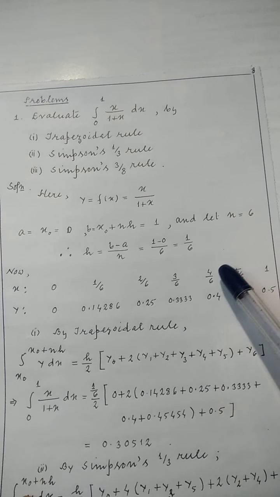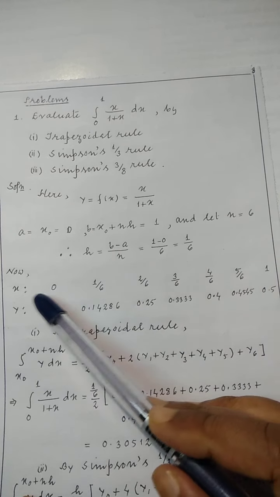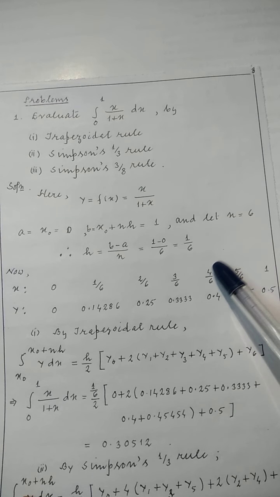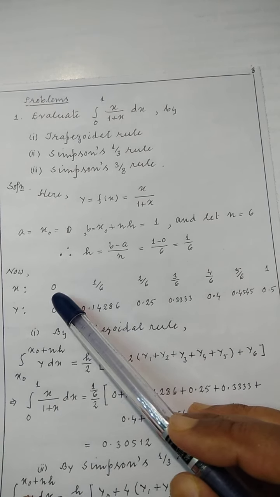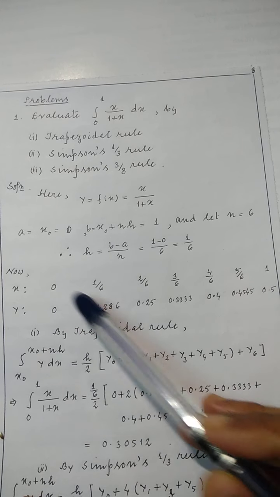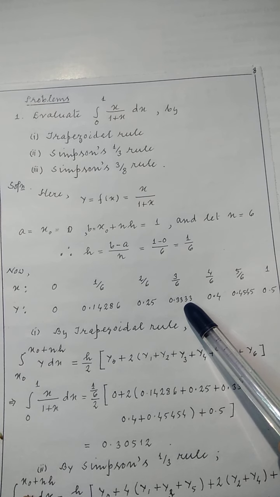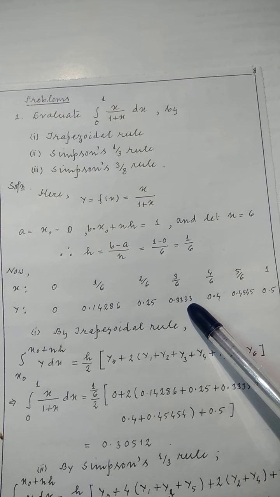When the value of x is 4 by 6, this is x naught, x1, x2, x3, x4. x4 means x naught plus 4h. So it will be 4 by 6 because x naught is equal to 0. Find the corresponding value of y. This way we can find the values of the entries corresponding to these arguments. Once you know these values, we can easily take the help of them to find the value of the definite integral using the trapezoidal rule and Simpson's 1/3 rule as well as Simpson's 3/8 rule.